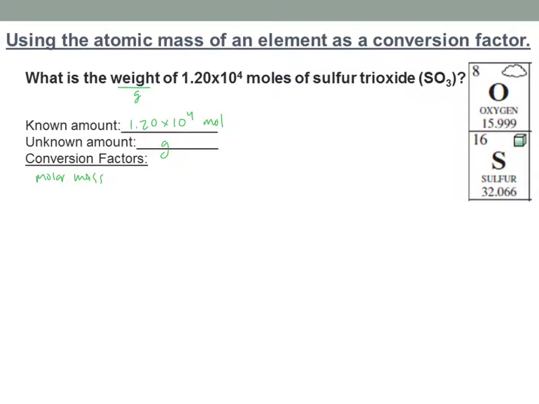I need the molar mass of sulfur trioxide. Now, if you look at the periodic table, I've got these two elements, and they have different atomic masses. All you need to do if you want to figure out the molar mass of a compound is simply add up all of those molar masses.